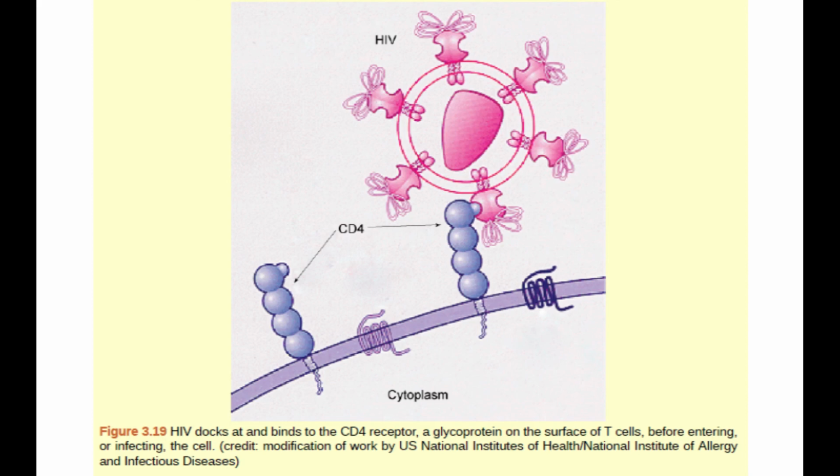Figure 3.19. HIV docks at and binds to the CD4 receptor, a glycoprotein on the surface of T cells, before entering or infecting the cell.